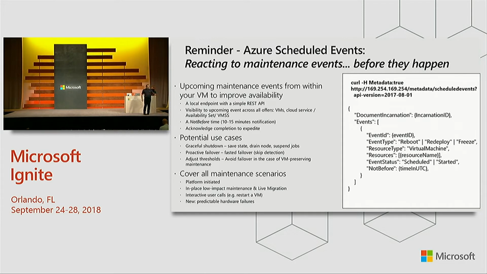By the way, those events also appear when you are trying to manage your VM. For example, when you are managing your VM and rebooting it or redeploying it, a scheduled event will also appear and your application can consume it. So you can wire your application in such a way that it will react to availability events before those occur.